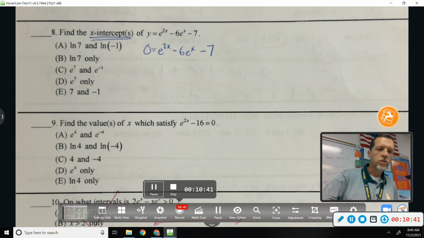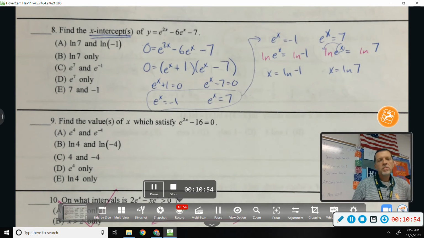So we'll just go straight to the factoring. Pretty much. Set it equal to 0 and then factor. So you try that one, and then we'll check and see where we are. All right, so answer choice A says natural log 7 and natural log -1.